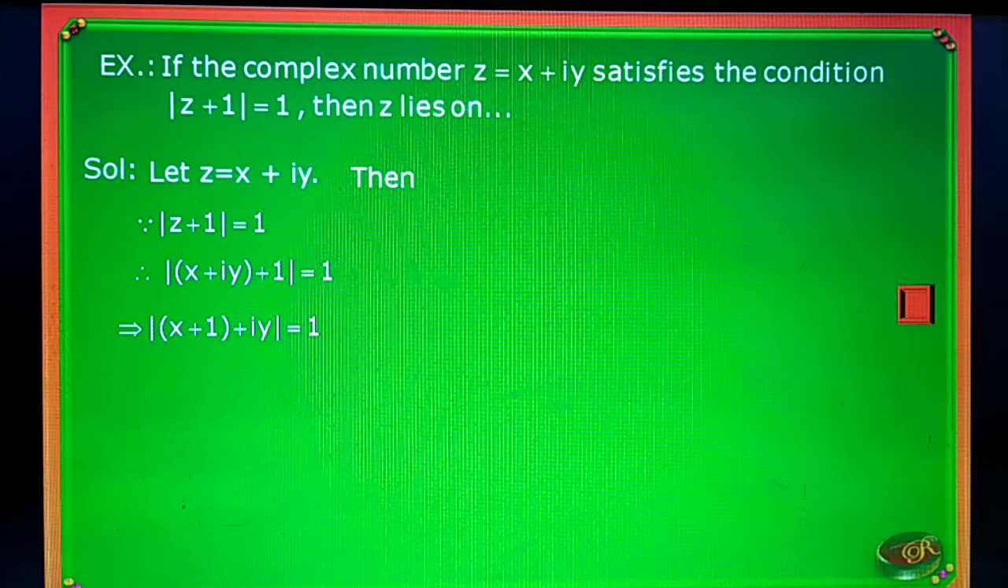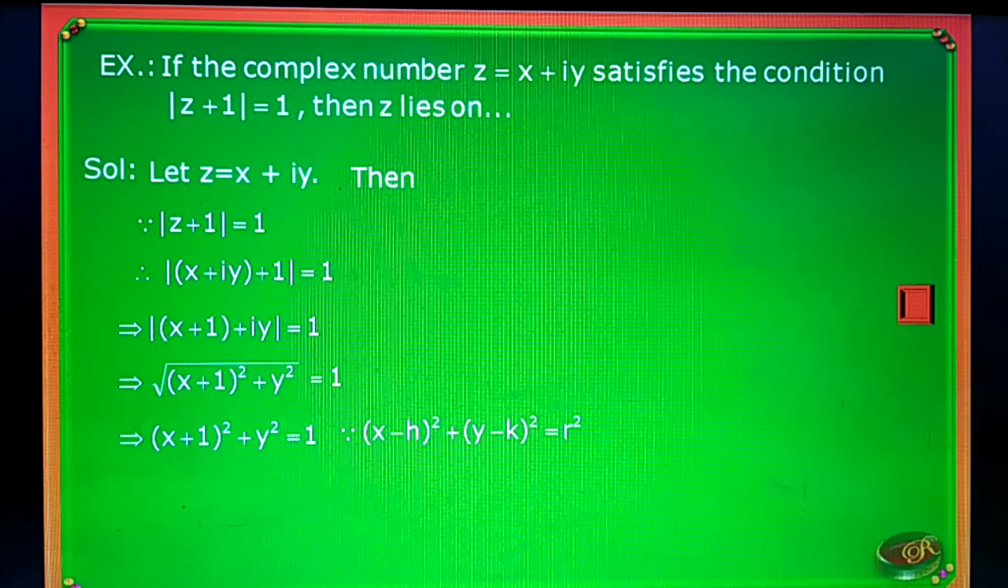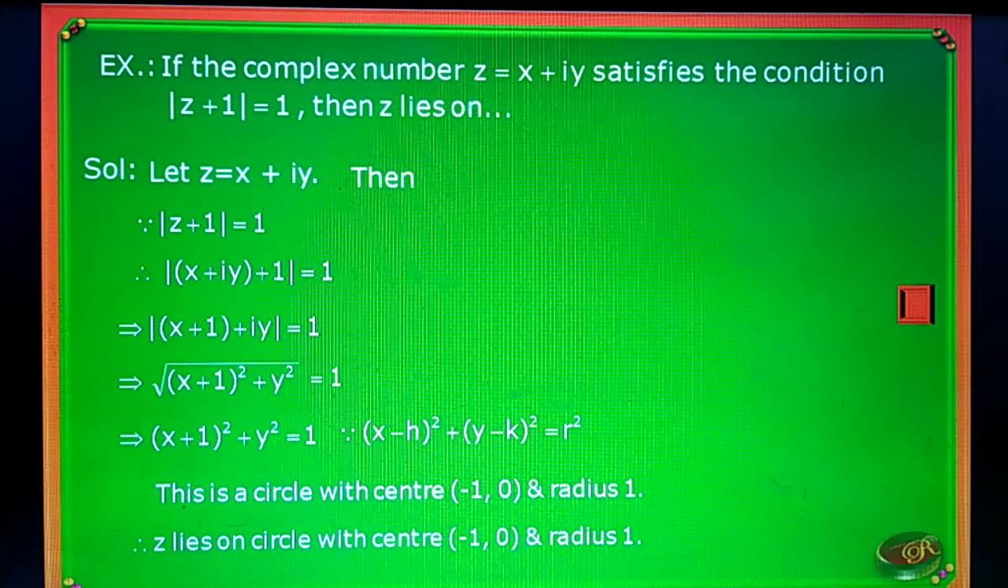Implies square root of x plus 1 whole square plus y square is equal to 1. Squaring both sides, we get x plus 1 whole square plus y square is equal to 1. This is a circle with center minus 1, comma 0 and radius 1. Because equation of circle is x minus h whole square plus y minus k whole square is equal to r square, where ordered pair h, k represents center and r the radius of the circle. Therefore, z lies on circle with center minus 1, comma 0 and radius 1.